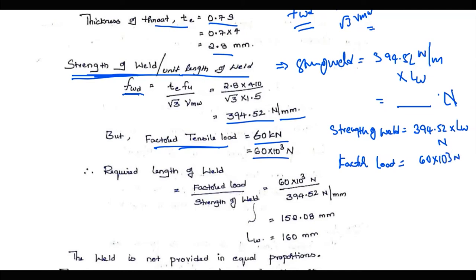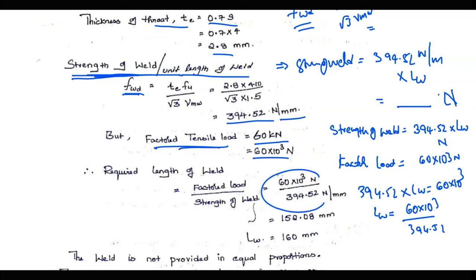So in order to calculate L_w, let us equate the strength of the weld to the factored load that it is experiencing. So 394.52 into L_w is equal to 60 into 10 to the power of 3, and L_w is equal to 60 into 10 to the power of 3 divided by 394.52. So that is what I have done here. This is Newton and that is Newton per mm, and upon calculation 152.08 mm is the length of the weld that is required.